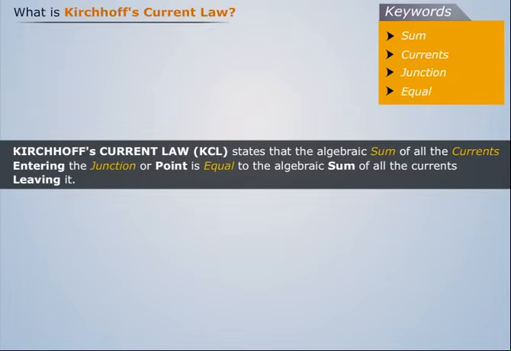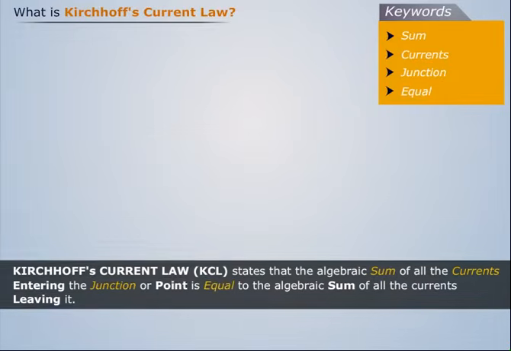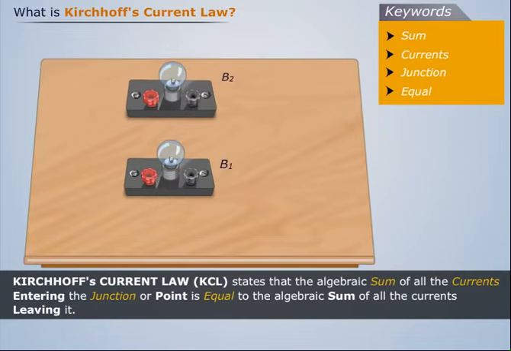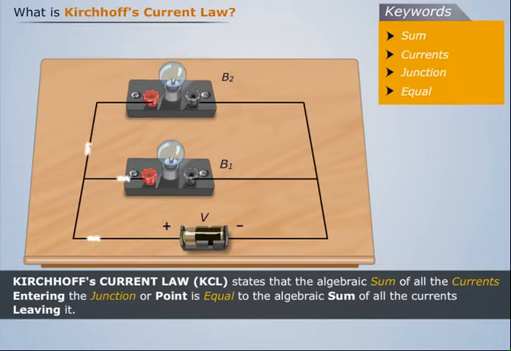To understand this law, let's consider two electric bulbs and a battery of voltage V connected together by wires. Now to analyze this circuit, let's replace the bulbs and the battery with their respective electrical symbols.